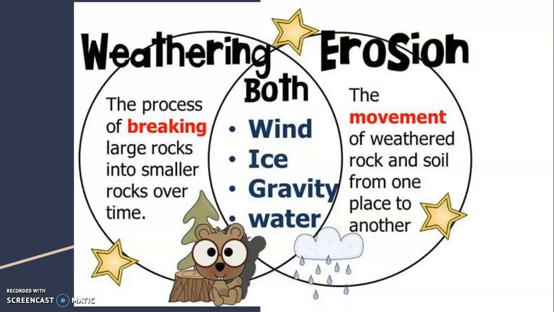I know that we've pretty much mentioned that the agents of erosion are wind, ice, gravity, and water, but also weathering can be done by wind, ice, gravity, and water. So rock can be broken down by those things as well and moved around by those things. That's why in the center it says both.